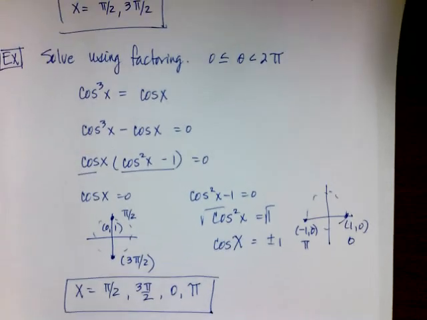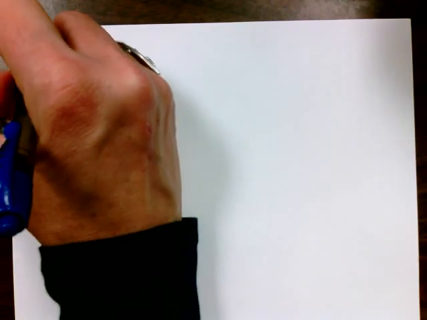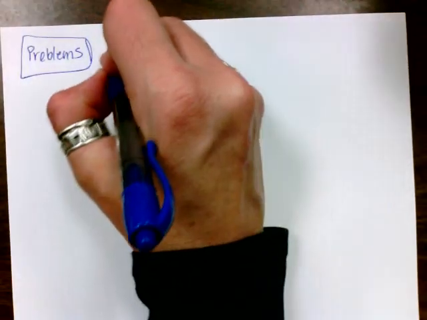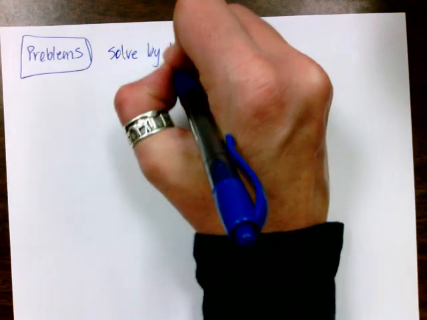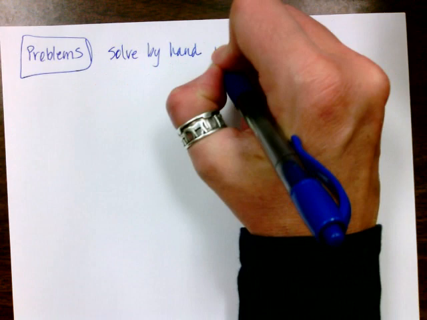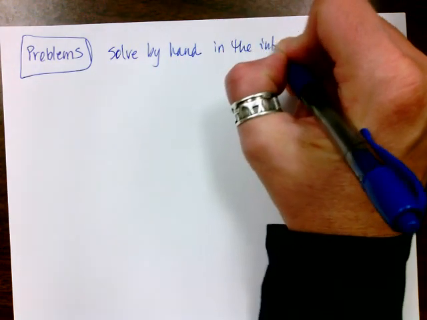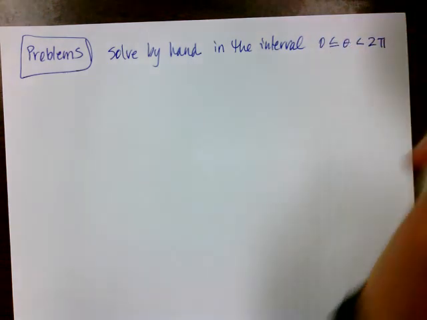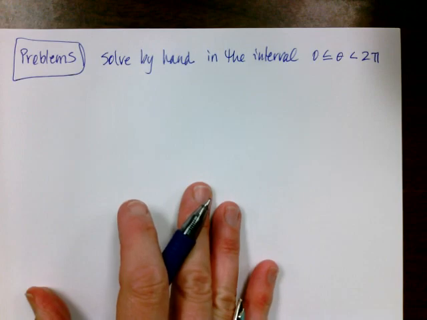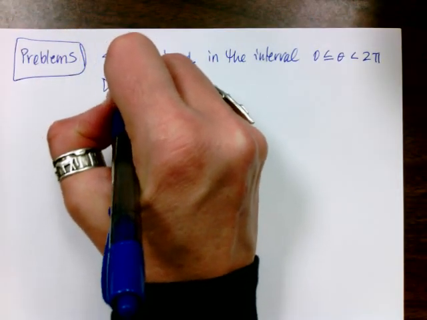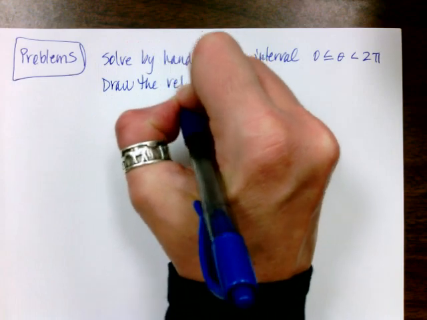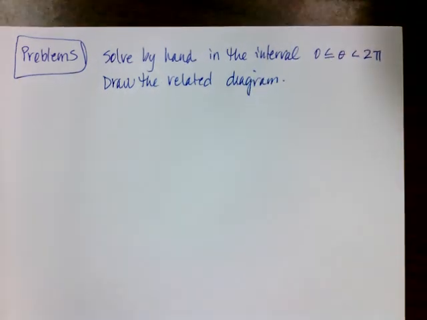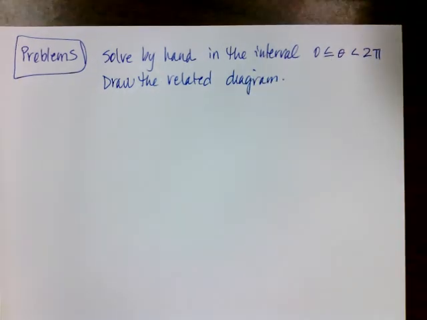Alright, so now let me give you your problems. Alrighty, here are your problems. They're all going to say solve by hand, of course, because that's easier. And I want you to solve in the interval from 0 is less than or equal to theta is less than 2 pi. So that just means one complete rotation of your unit circle, and you must draw the diagram. And so I'll say draw the related diagram. And just like we did when we started our unit circle, it's really important to do your labeling.